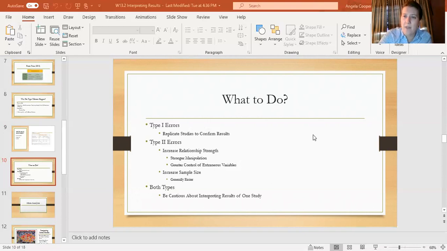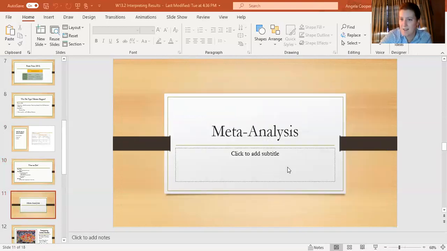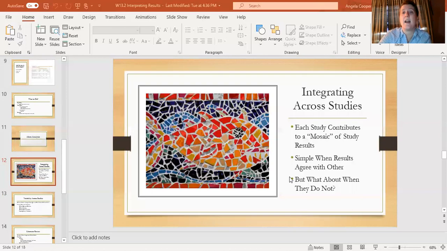But what do we do about having one article and thinking, well, I don't know if I should really think of this as, does this really answer the research question or did they make an error? Well, there's a little thing called meta-analysis. And meta-analysis is taking a boatload of studies. So while I mentioned that each study contributes to a mosaic of the results of that research question, having a meta-analysis allows us to look at all of the studies that answer that research question and make a more logical, a more statistical conclusion regarding what is the answer to the research question.